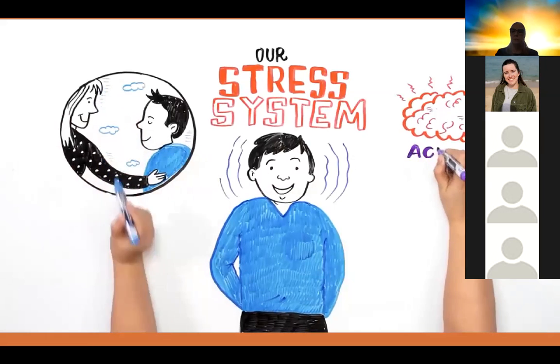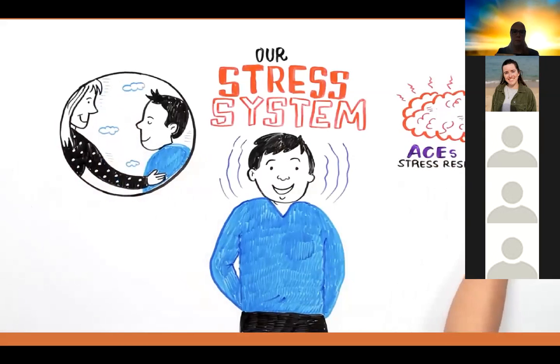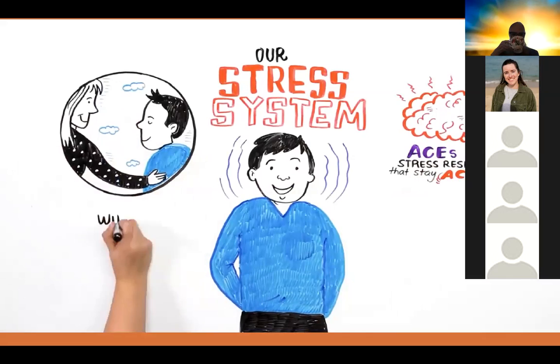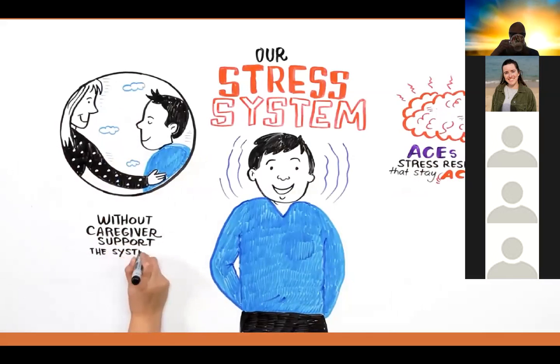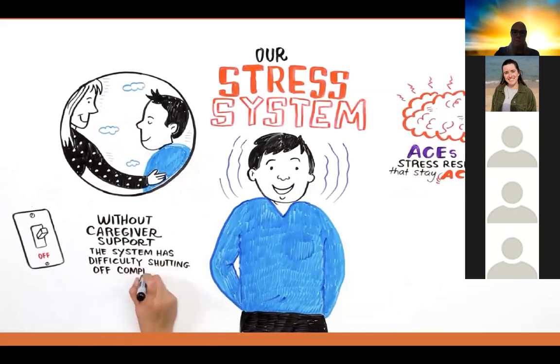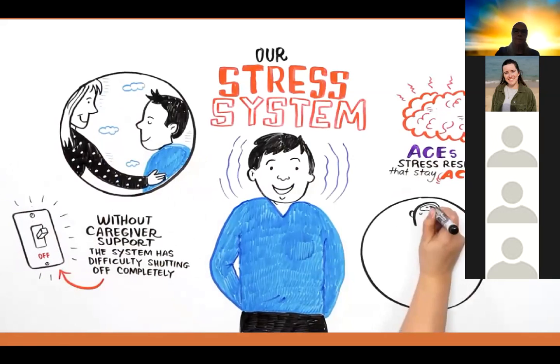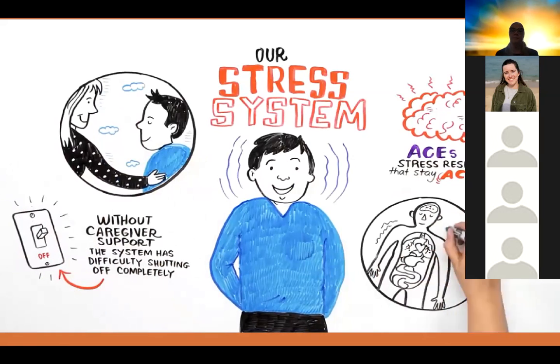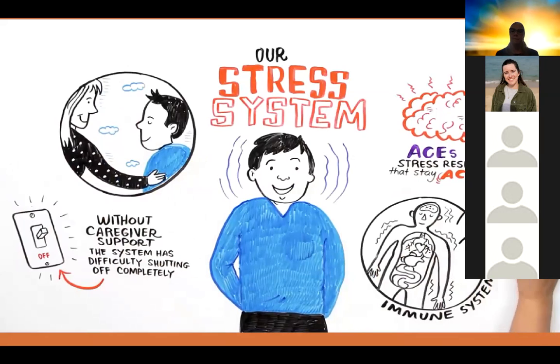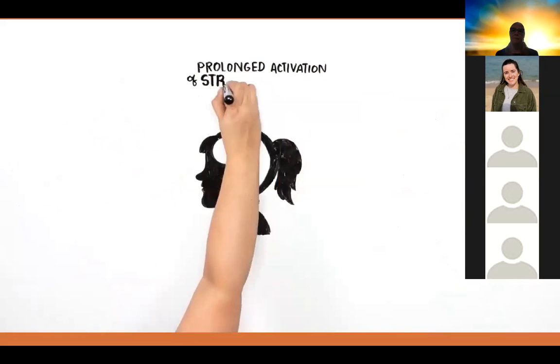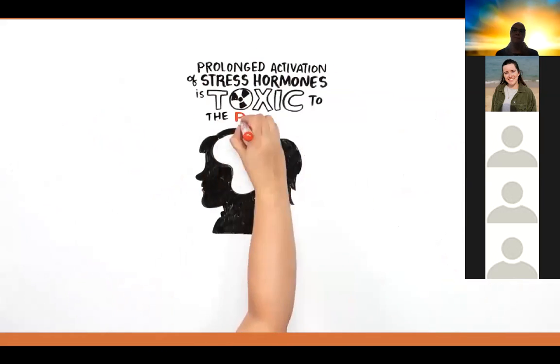Adverse childhood experiences create stress responses that stay active, and without the support of a caregiver, the system has difficulty shutting off completely. This constant and prolonged activation can affect immune system functioning and increase the chances of sickness, infection, and disease. Prolonged activation of stress hormones is also toxic to the brain.